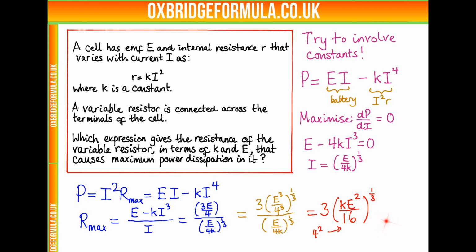So the main principle to use in this was to try and involve the things we know as constant, because if we tried to work everything out just in terms of resistance, which is what we ultimately wanted, we would have had to involve the internal resistor that varies with I. So it's best to just vary everything with the current in the first place, and then substitute that into our expressions.